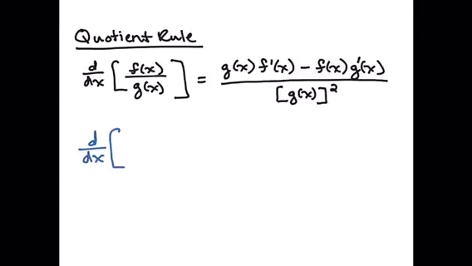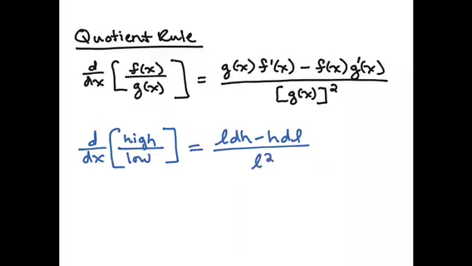So instead of writing the derivative of f of x over g of x, I write it as the derivative of the high part of the fraction, which means the numerator, over the low part of the fraction, which means the denominator. And then I write the formula as low d high minus high d low over low squared, where L stands for low, or the denominator, H stands for high, or the numerator, and D means take the derivative of.